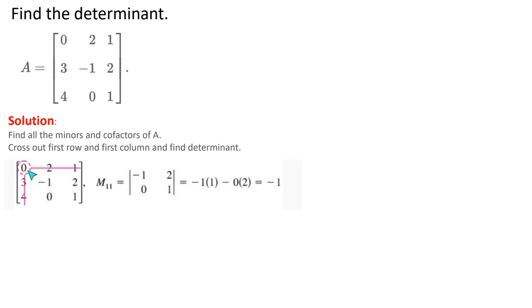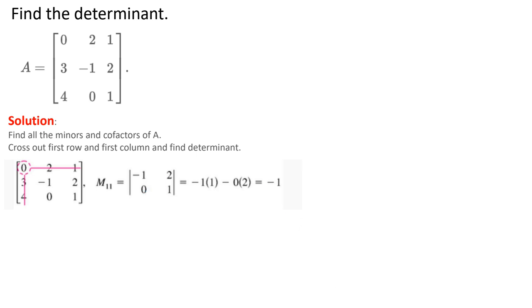So I start with the first number. I'm going to circle it, and I'm going to cross out that row and that column. And if you notice, what I have left in here is a 2 by 2. So I'm going to call that M11, and the reason it's 1, 1 is because it's the first row and the first column that I crossed out. Okay, so now we find the determinant for that. Negative 1 times 1 minus 2 times 0 is negative 1.